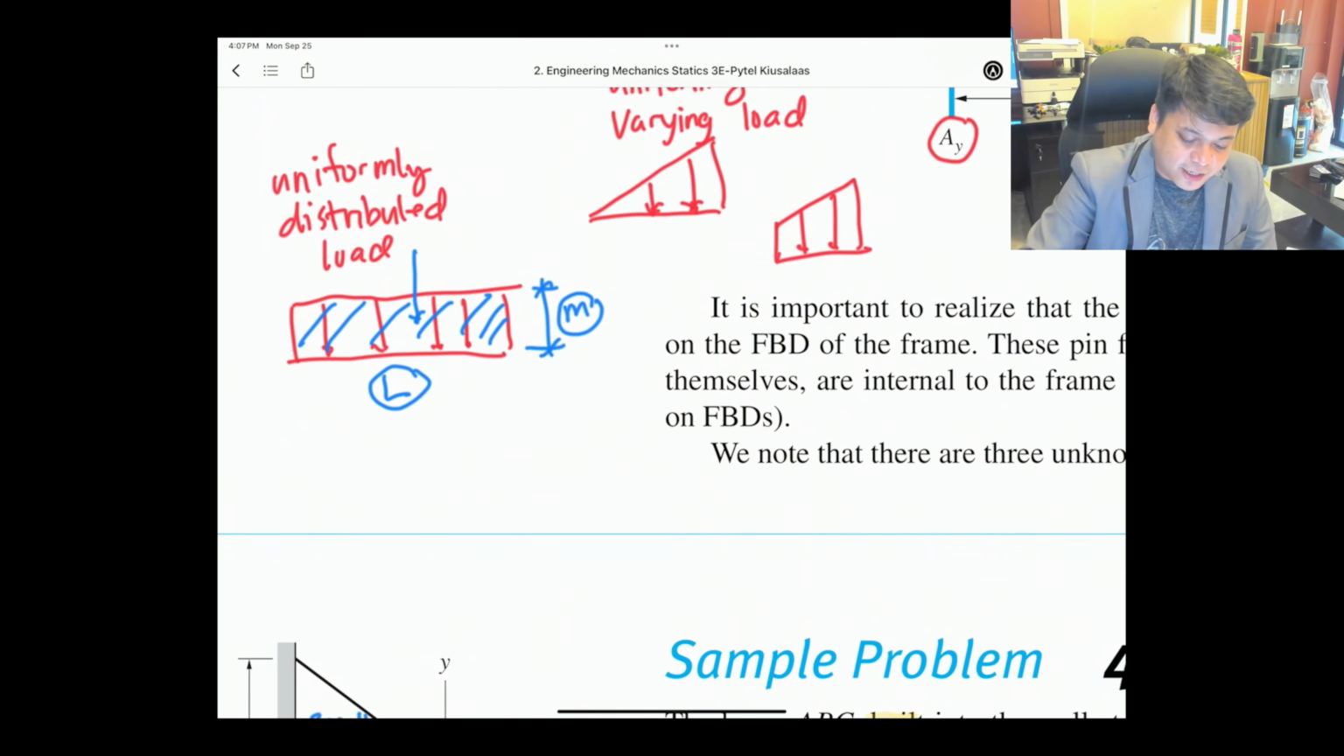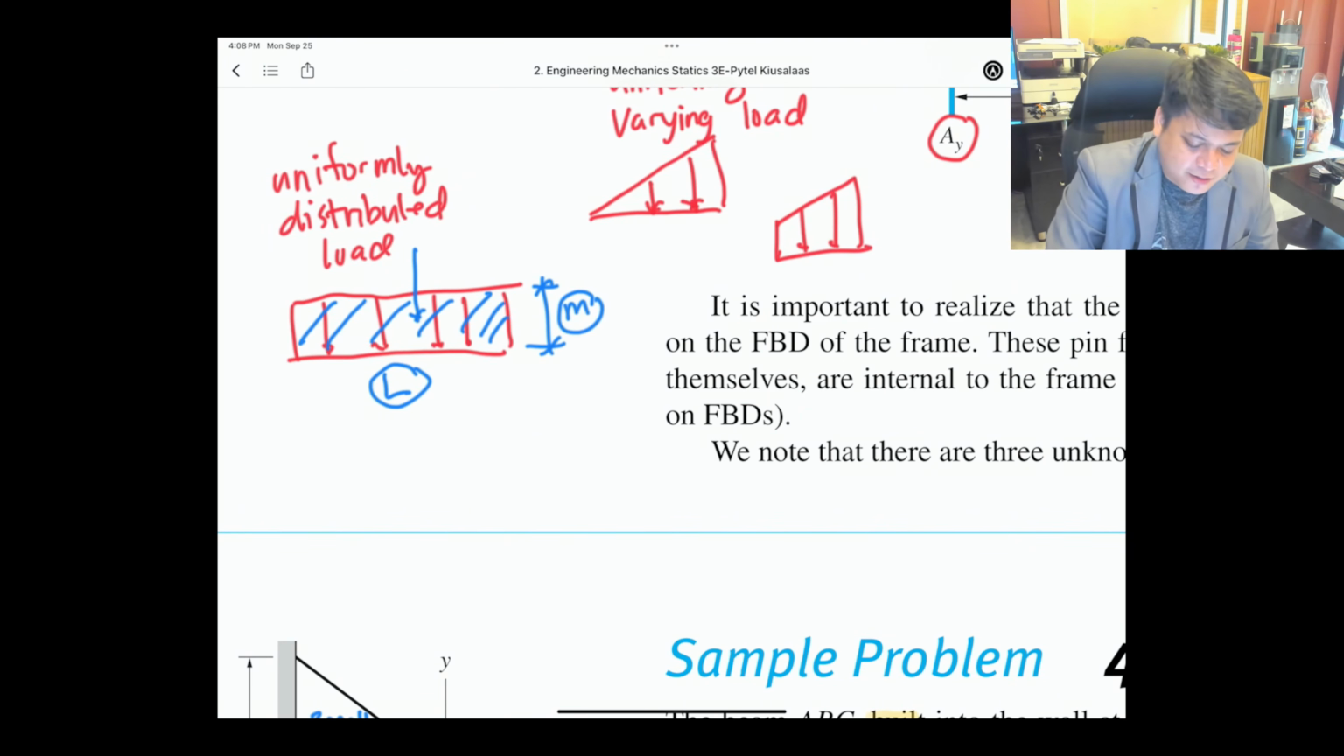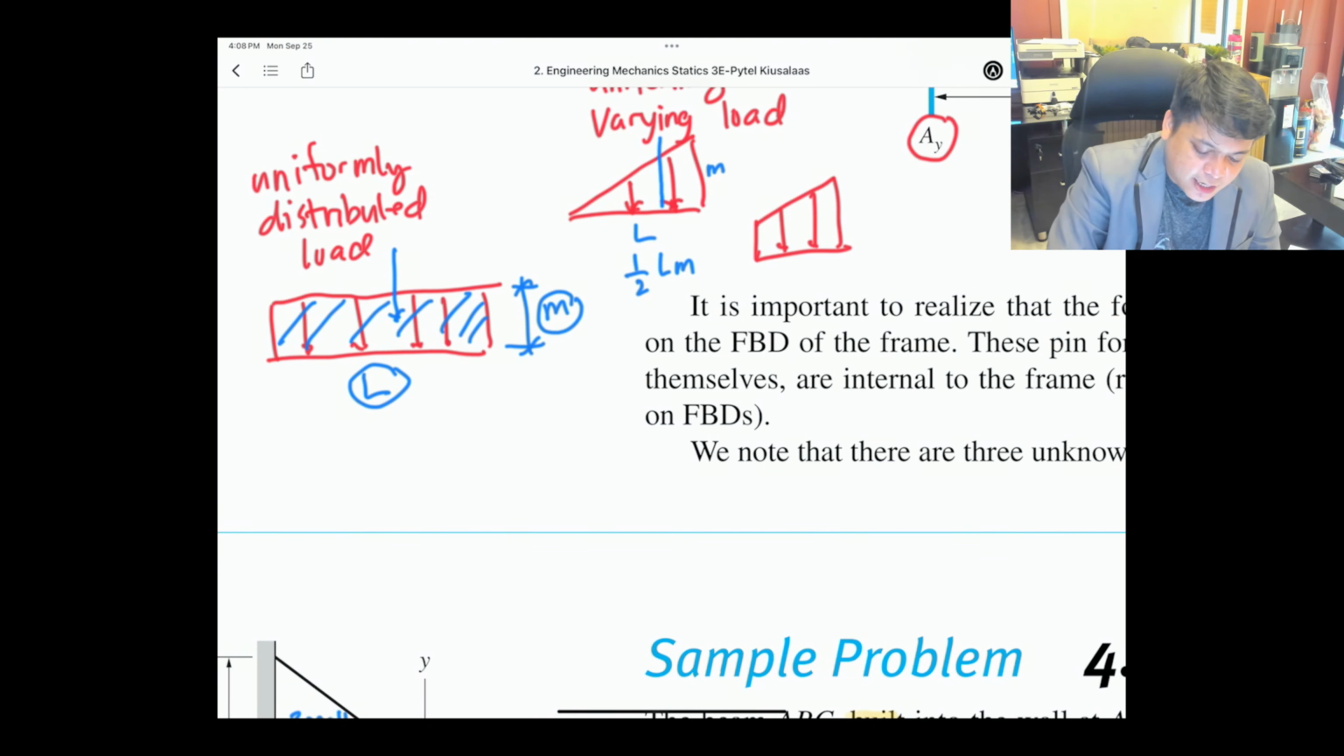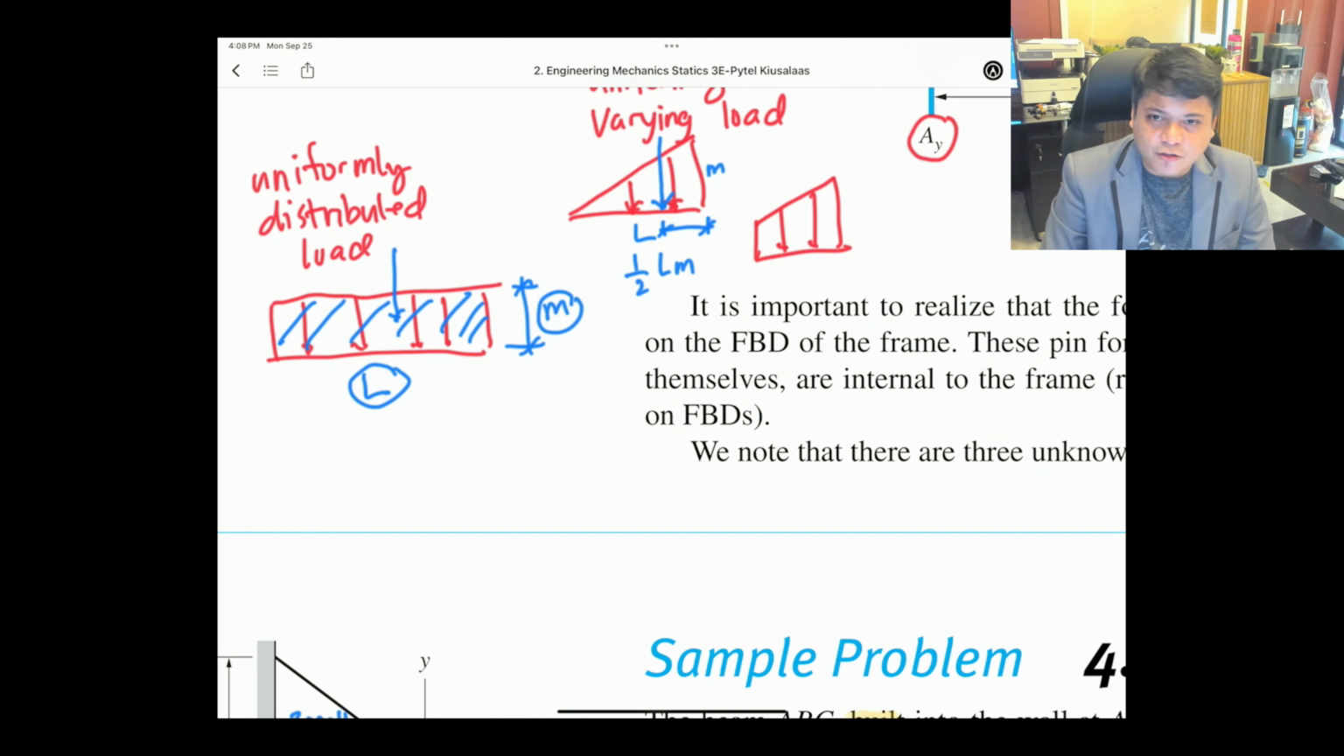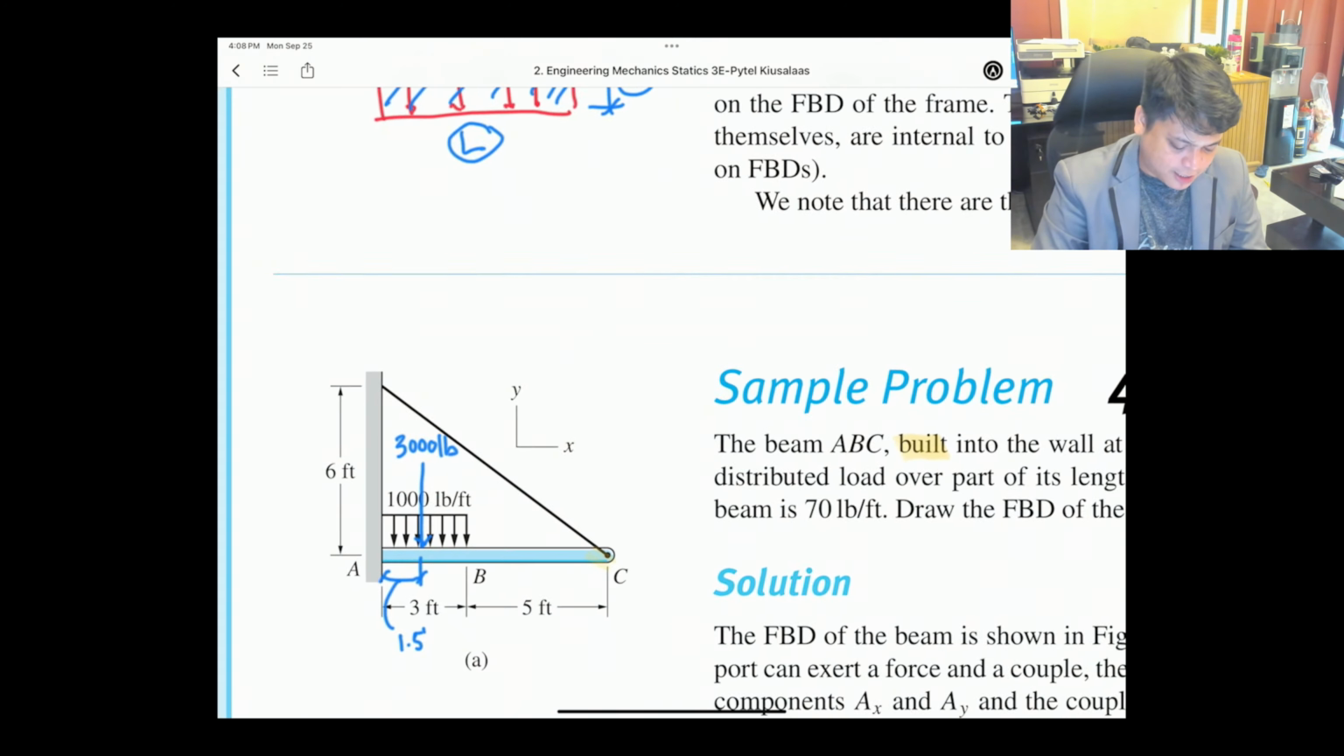Again, for a triangle, what is the area of a triangle? One-half of the length multiplied by the magnitude. And since this is a triangle, it acts at one-third from the 90 degree corner. How about when it looks like this? You divide it into two, so you have a uniformly distributed load on this part and a uniformly varying load on this part. Your loads become two, so we can get the correct free body diagram. Okay? Let's go back here.